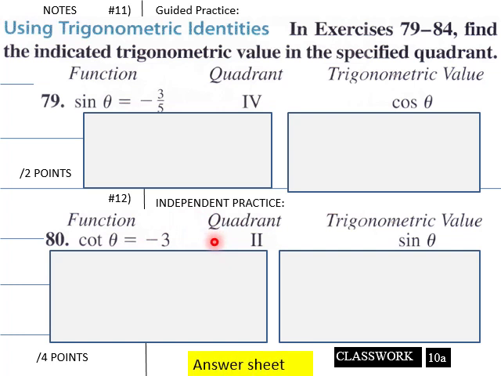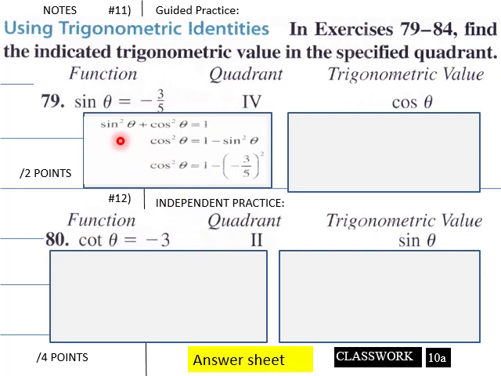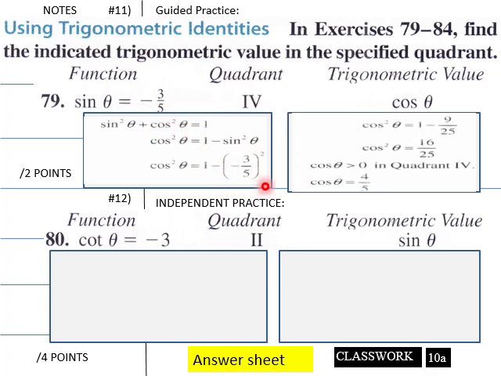So to do this, we're going to use the Pythagorean identity again. So for that, we plug in here for sine squared theta. We plug in our -3/5 and square it. And then what we come up with here is cosine squared theta equals 1 minus 9/25. And we get cosine squared theta equals 16/25. Then the cosine theta is greater than 0 in quadrant 4. So it would remain 4/5 for cosine theta for that one.